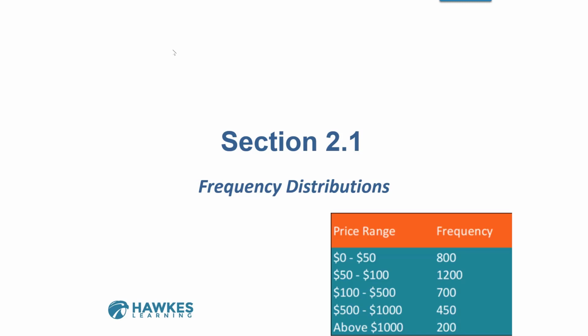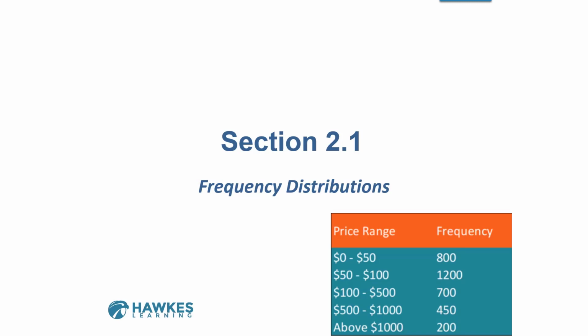Alright, we're ready to start chapter 2, section 2.1, about frequency distributions. We've got the pen going here, the red color, and we're off to the races. Here's a small picture of a frequency distribution, and this is something that you will be able to make very easily. Notice that the frequency distribution we've got here is a grouped frequency distribution.